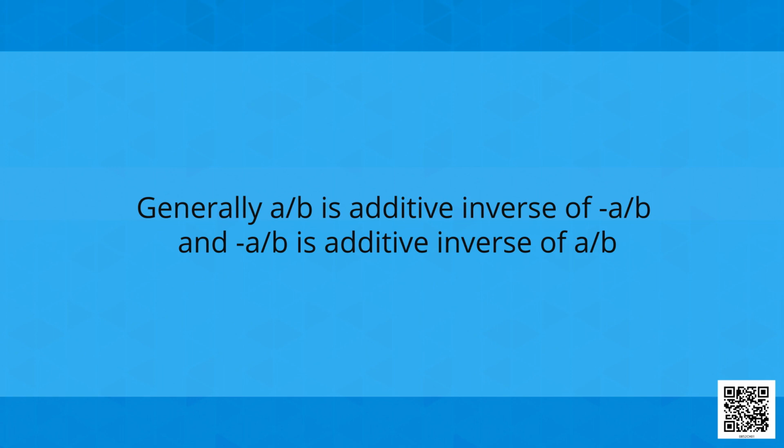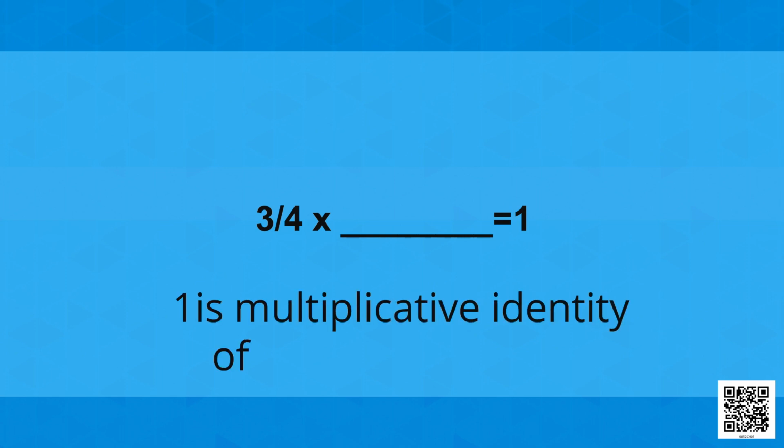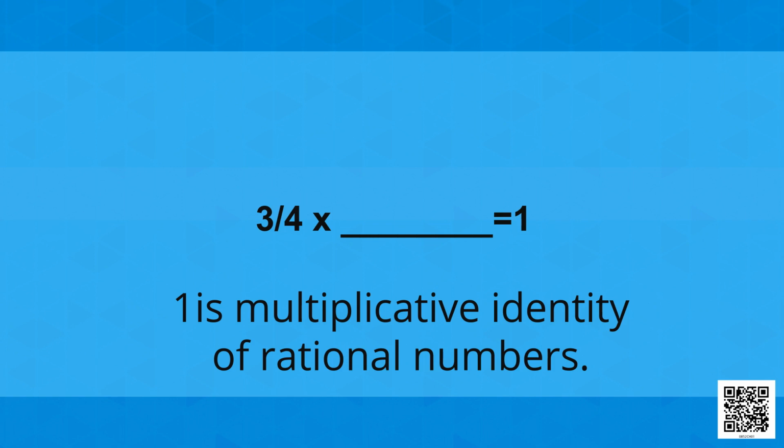Similarly, let us do this question. 3 upon 4 multiplied by which number will give 1? Why are we taking 1? Because 1 is the multiplicative identity of rational numbers. This blank can have only one number, and that number would be 4 upon 3. So 3 upon 4 into 4 upon 3 is equal to 1.